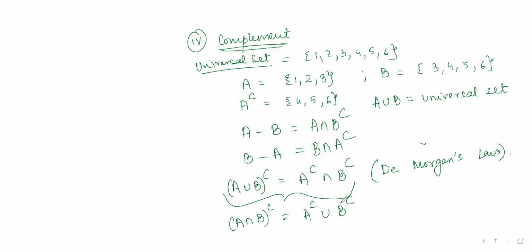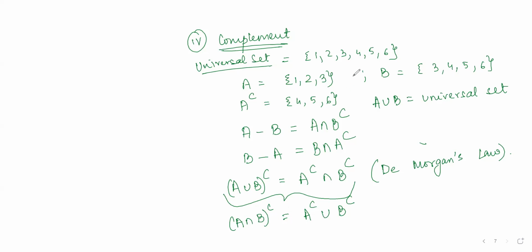Okay. You can see this with this example also. A union B whole complement here will be the null set. So A complement intersection B complement will be null. Okay. Now A intersection B whole complement.